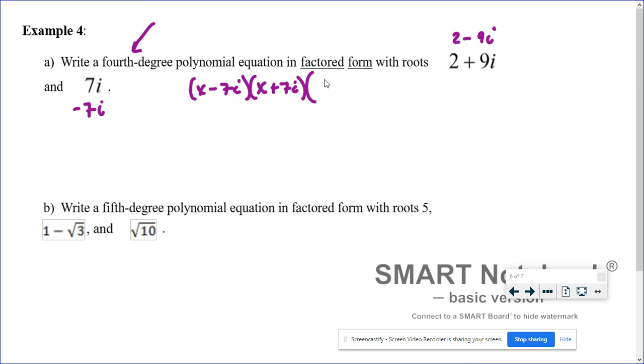When it's a binomial, you just got to be careful. You got to put parentheses in parentheses. What I mean by that is if 2 minus 9i is a root, then x minus (2 minus 9i) is a factor. And then if 2 plus 9i is a root, then x minus (2 plus 9i) is a factor. That is the polynomial in factored form. So if that's what it's asking for, that's it. If it asks for it in standard form, you would need to multiply all this together.